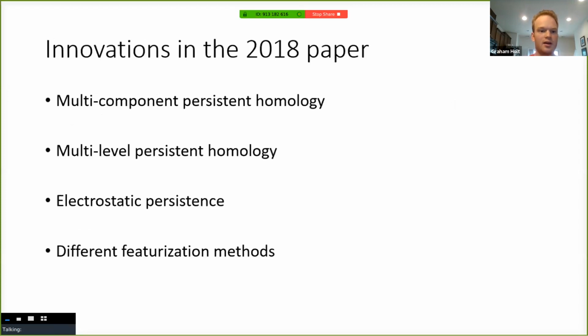Okay, and then the 2018 paper, there's quite a lot there, but I think with respect to the representation of the proteins, there are four main innovations that they presented. The first they call multi-component persistent homology. The second they call multi-level persistent homology. Third is electrostatic persistence. And then they also pursue some different featurization methods that seem to work better. So I'll address these individually.